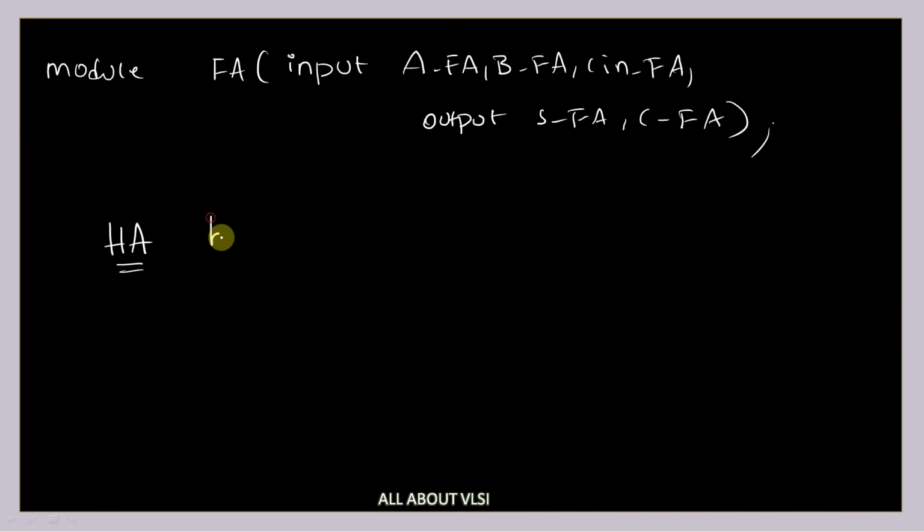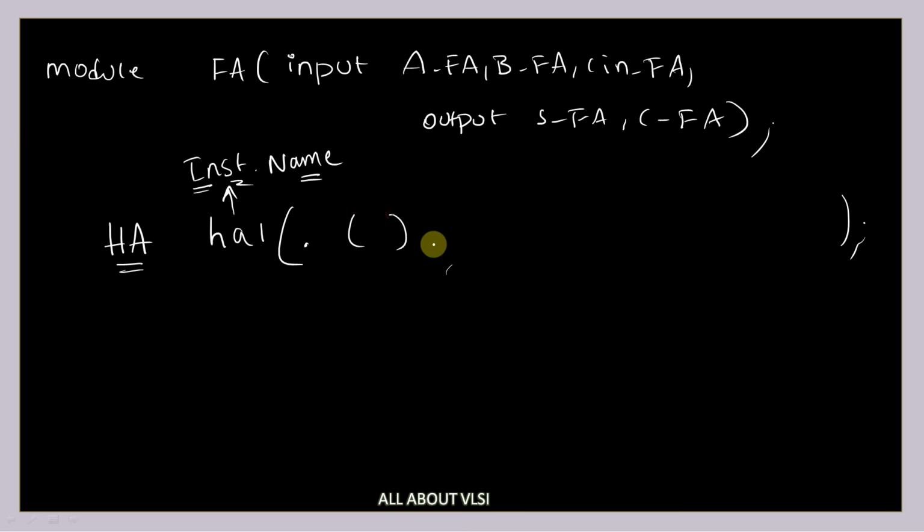This HA, and the instance name is HA1. This is my instance name. You can give any name; there is no restriction in this. And I should connect this by connection by name. Now how to connect using connection by name: I'm going to use this particular syntax. Dot, followed by variable name, followed by brackets, comma, dot, variable name, followed by brackets, comma, dot, followed by variable name, followed by brackets. And how many do I have?